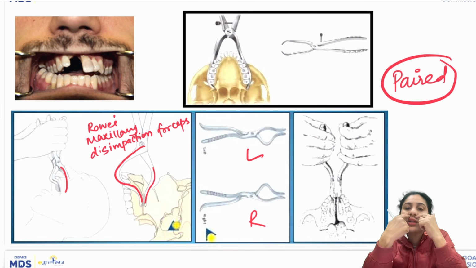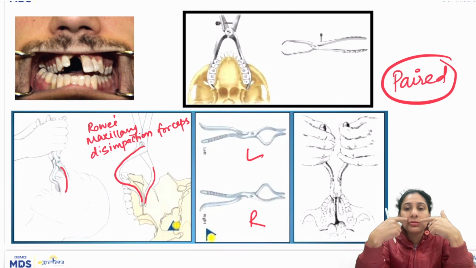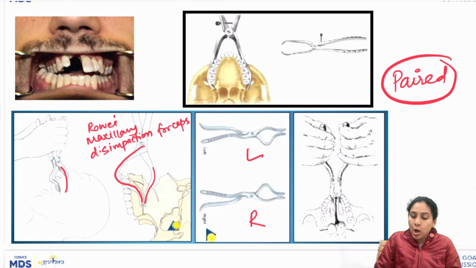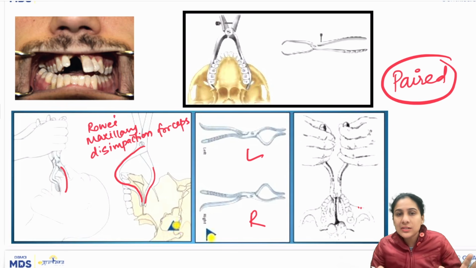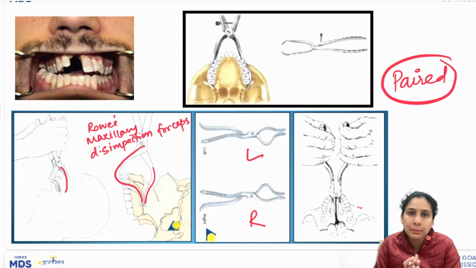Put the flat blade into the nose, put the curved blade into the mouth, stand behind the patient, rock the maxilla, bring it out, and then fix it with plates. Right? So that's how you use the Rose maxillary disimpaction forceps.